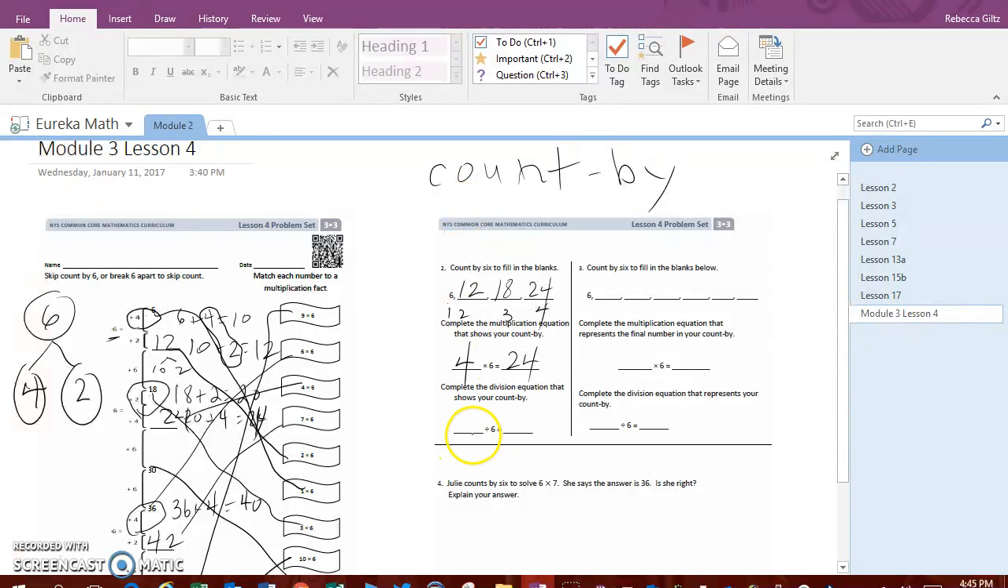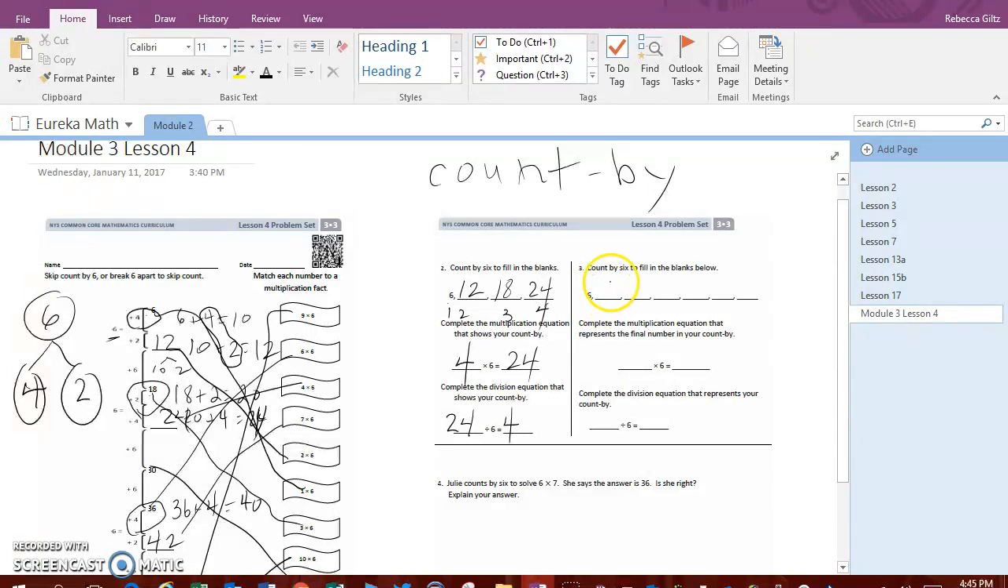Complete the division equation that shows your count by. Well, in a division sentence, the total from a multiplication sentence is our starting point. It's the biggest fact, or biggest number in that fact. So we're going to take the 24 and work backwards. 24 divided by 6 equals 4. Remember, division is backwards multiplication. Let's do number 3. Same idea.